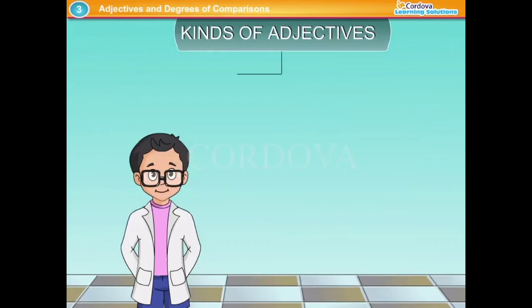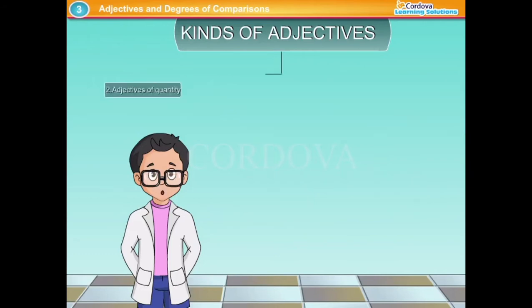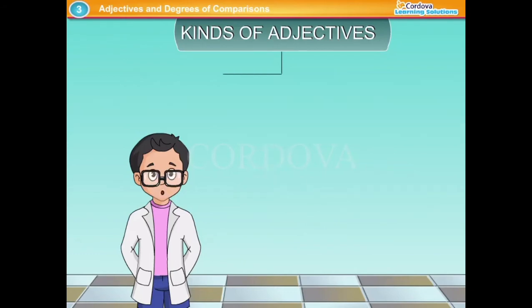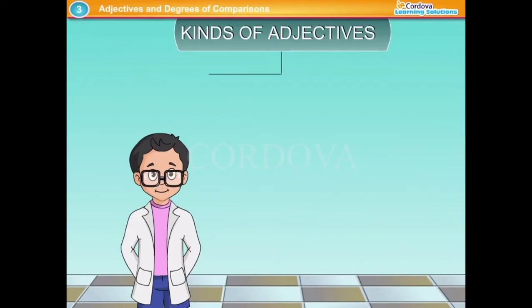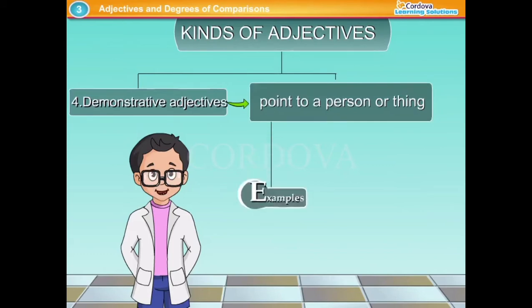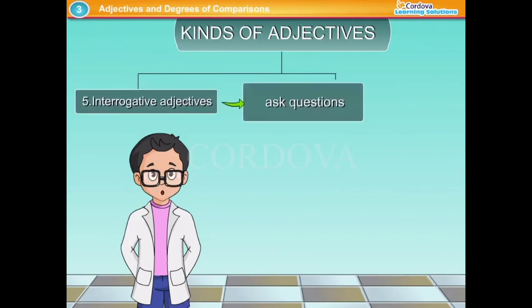Kinds of adjectives. Adjectives of quality describe size, color, shape of a person or object. Examples: fair, tall. Adjectives of quantity refer to the quantity, how much of a thing. Examples: some, much. Adjectives of number tell how many persons or things are meant. Examples: 5, several. Demonstrative adjectives point to a person or thing. Examples: this, that, these. Interrogative adjectives ask questions.